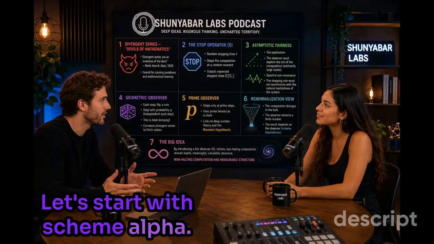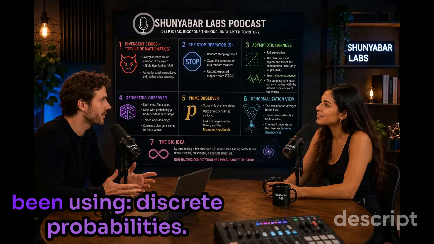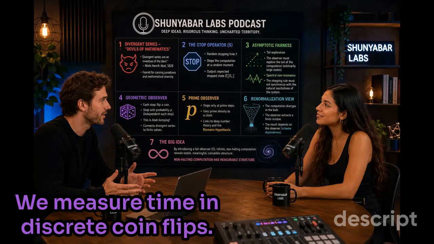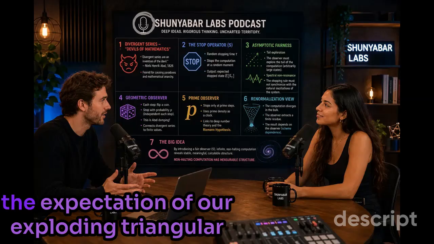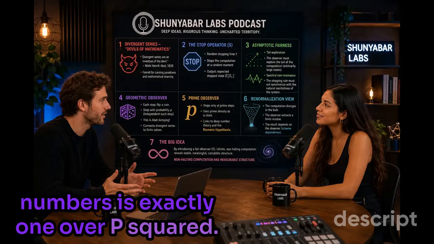Let's start with scheme alpha. This is the coordinate system we've been using. Discrete probability. We measure time in discrete coin flips. Our stopping parameter is simply p, and we know from our calculation that the expectation of our exploding triangular numbers is exactly 1 over p squared.